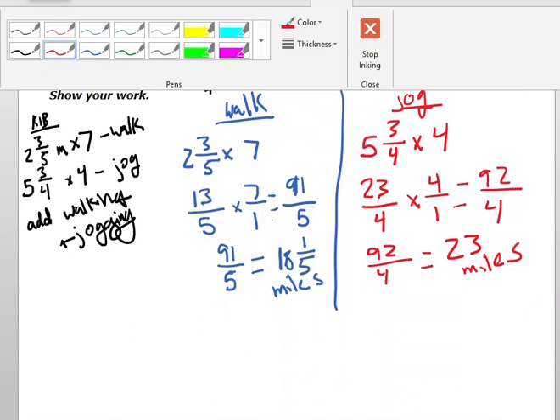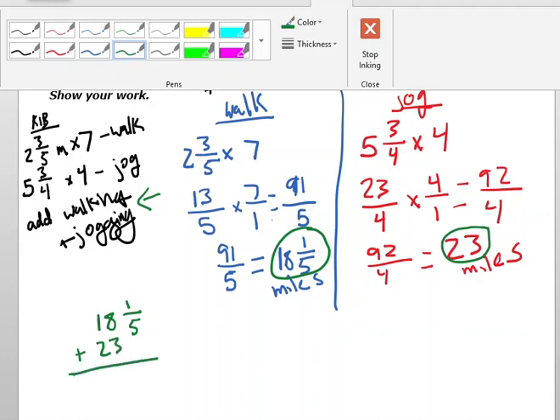Now I need to take these two numbers and add them together. I need to take my 18 1/5 and add it to my 23 so I can get the total number of miles that she walked and jogged. So I'm going to go 18 1/5 plus 23. All right, it should be kind of easy. I'm going to end up with 1/5, and then I'm going to do 18 plus 23. And that's going to give me 41 1/5 miles total of walking and jogging.